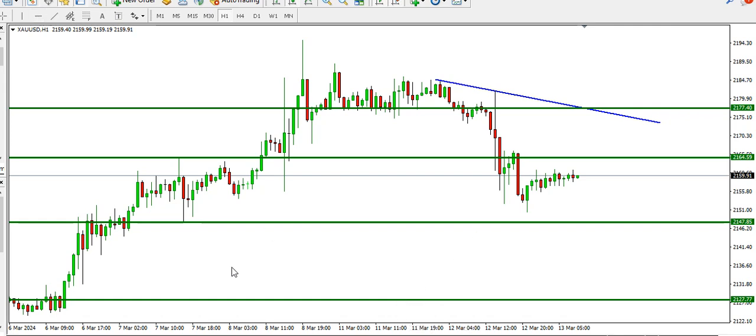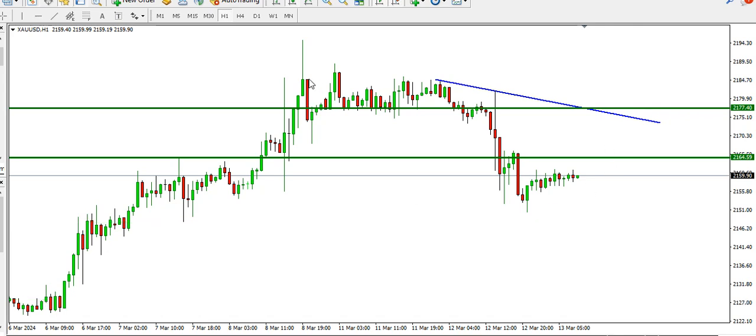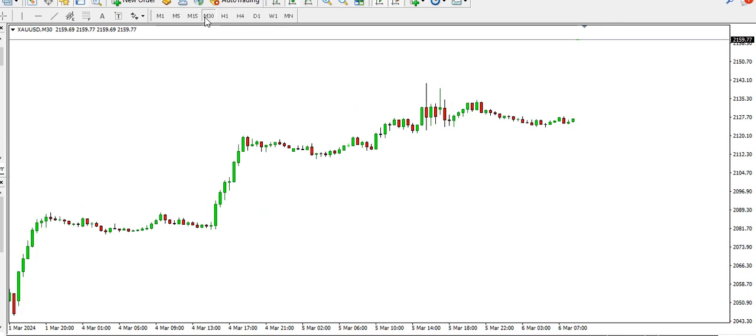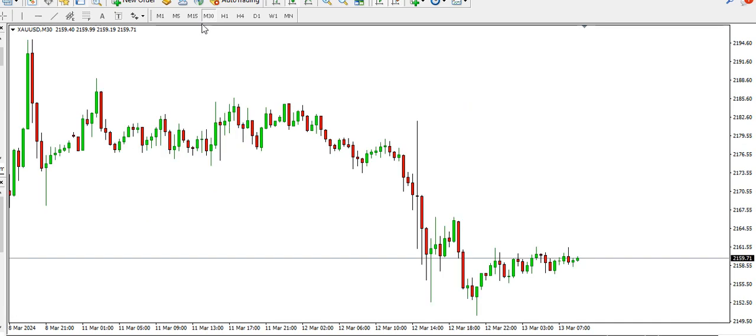Right? But it's quite tricky, really, with no sure direction for now. It's ranging on the 1-hour time frame. Let's take a look at the 30 minutes time frame. Price is also ranging, but if price attempts to break up, we have this other block around here.